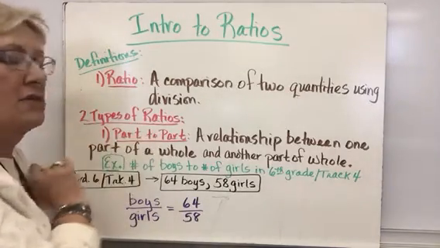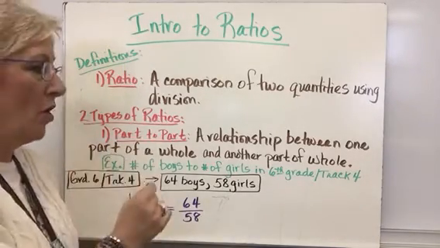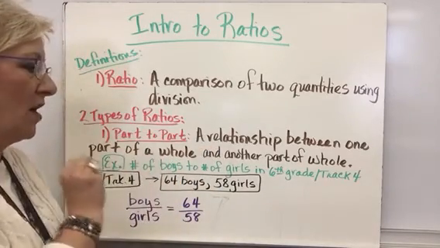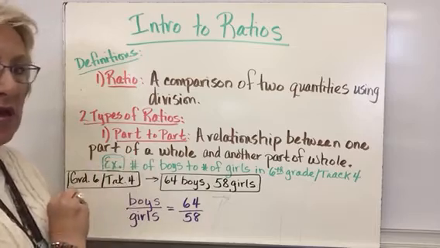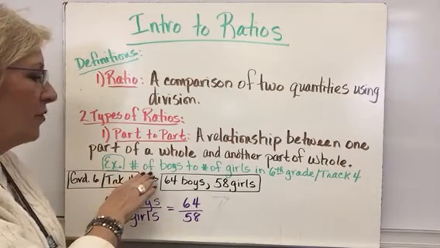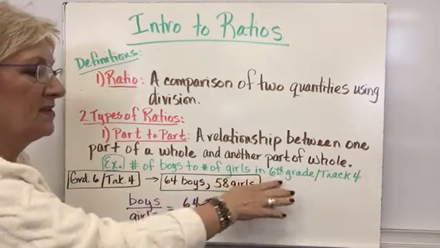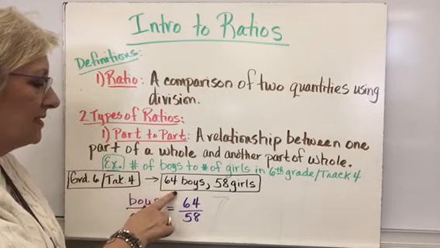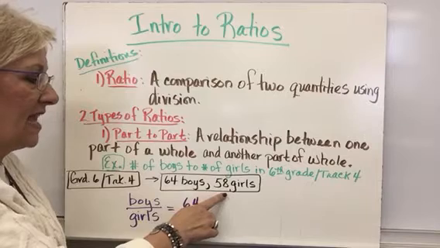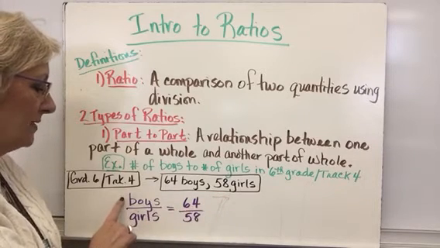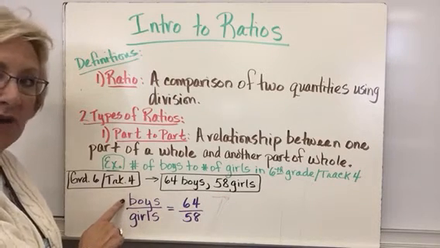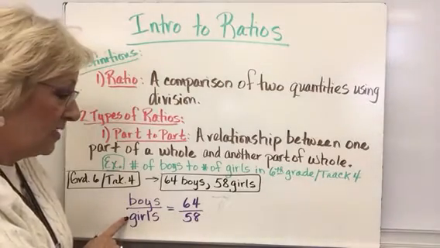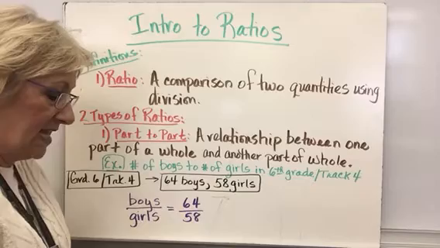There are two types of ratios. One is a part to a part. A part to a part means a relationship between one part of the whole and another part of the whole. For example, we have the number of boys to the number of girls in the 6th grade track. If the example is 64 boys to 58 girls, that means boys to girls. So I've got part of the whole, which are the boys, and the other part of the whole, which are the girls, which is going to equal 64 over 58.